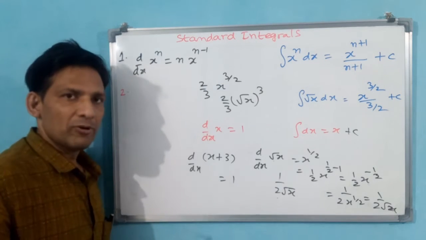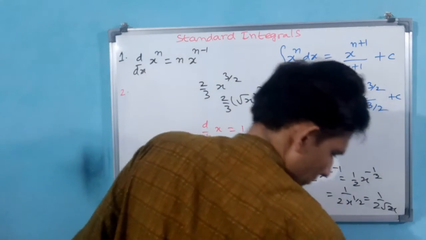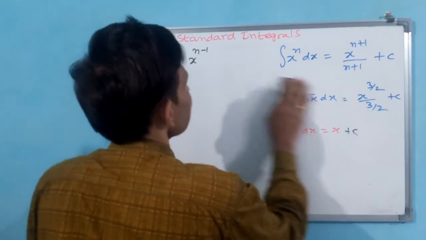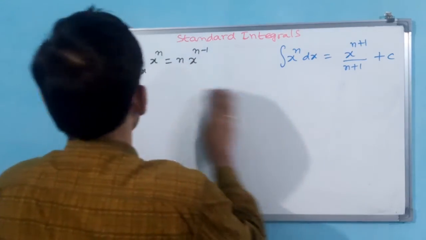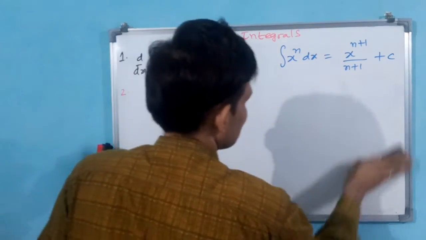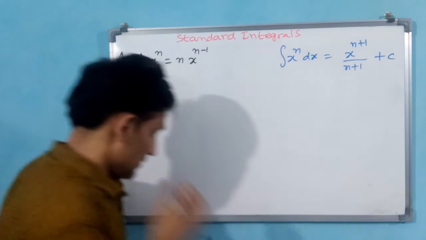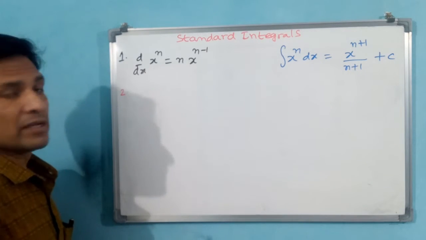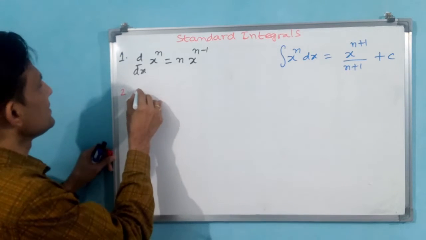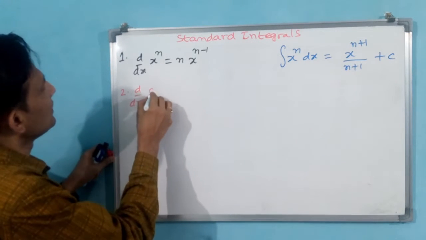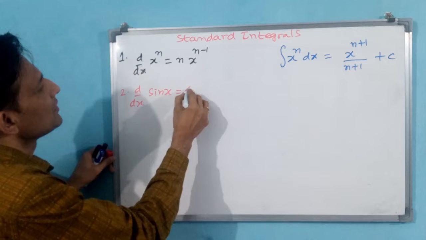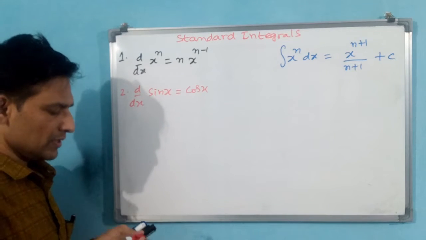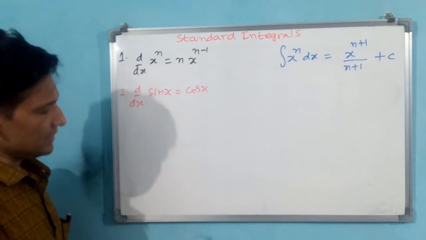Remaining we will go again. Let us go for trigonometry. d by dx of sin x is cos x.